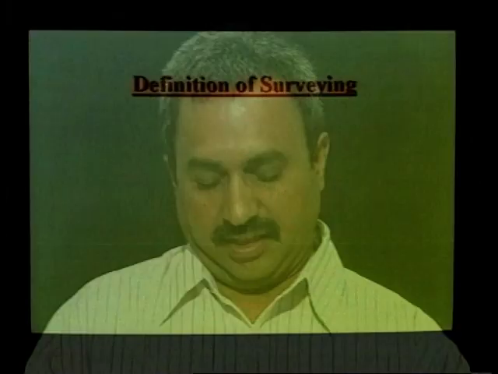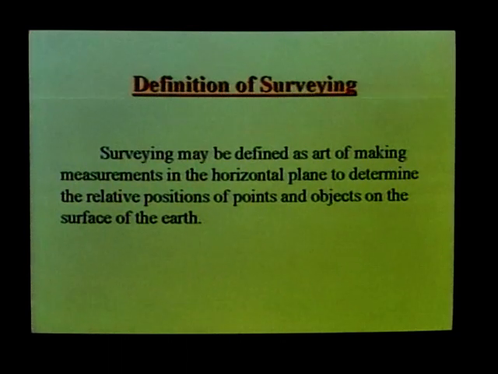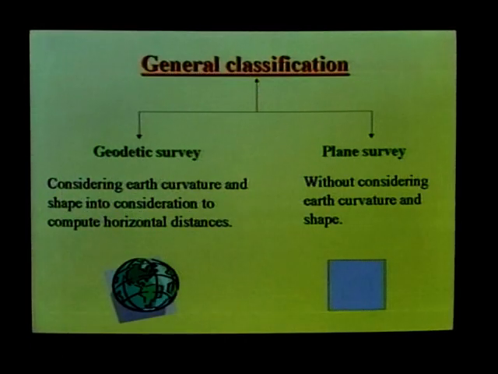Now let us go to the definition of surveying. Surveying may be defined as the art of making measurements in the horizontal plane to determine the relative positions of points and objects on the surface of the earth. The general classification of survey: geodetic survey and plane survey. Geodetic survey takes the earth's curvature and shape into consideration to compute the horizontal distance, but without considering the earth's curvature, it is called plane surveying.